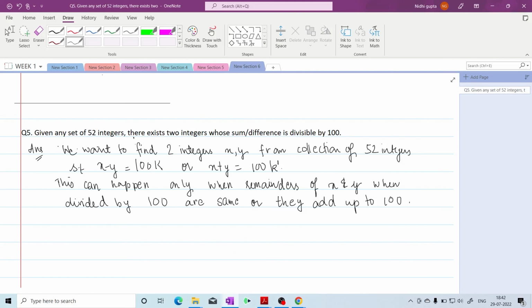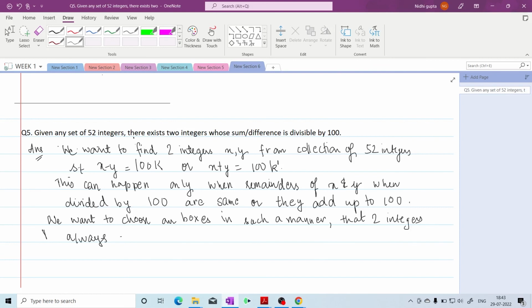So now we want to choose our boxes. For the pigeonhole principle, we want to choose our boxes in such a manner that two integers always end up in a box so that the sum of their remainders is 100, or they have the same remainders.